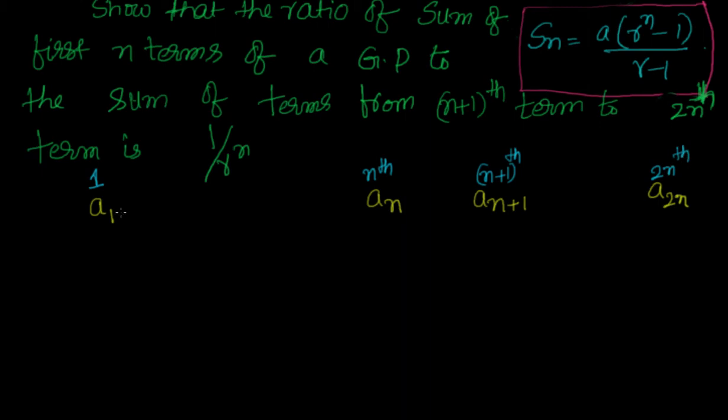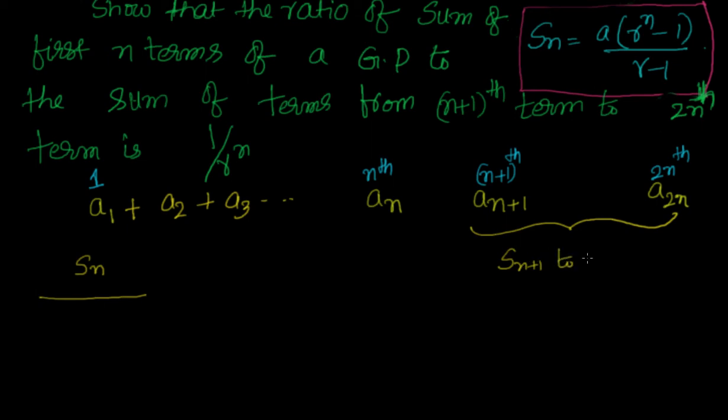Now this is a geometric progression you have: a1 plus a2 plus a3 goes on till a 2n. What you need to find out is the ratio of the sum of the first n terms, that means Sn, divided by the sum of terms from n plus 1th to 2n. We have done this already a lot of times. S of n plus 1 to 2n is nothing but S of 2n minus S of n. So you want S of n divided by S of 2n minus S of n. This ratio we have to find out.